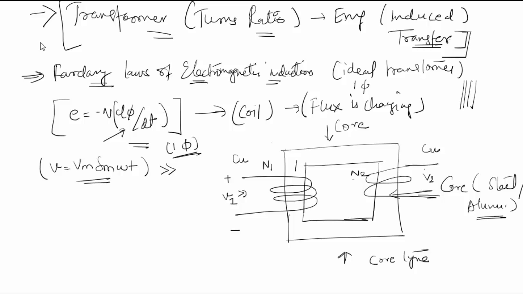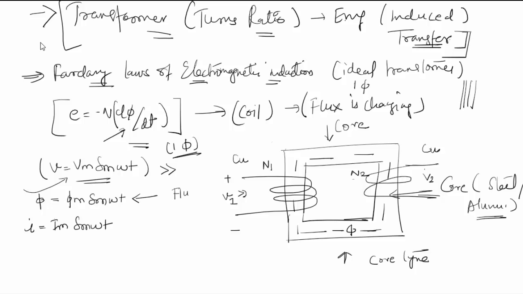So it is seen that when I am applying the voltage, there will be a flux induced in this core. This flux, if its value is phi, will be a sinusoidal flux, and it will vary according to the applied voltage, and the current flowing through the primary winding will be I is equal to Im sine omega t. So the flux induced could be phi is equal to phi m sine omega t.